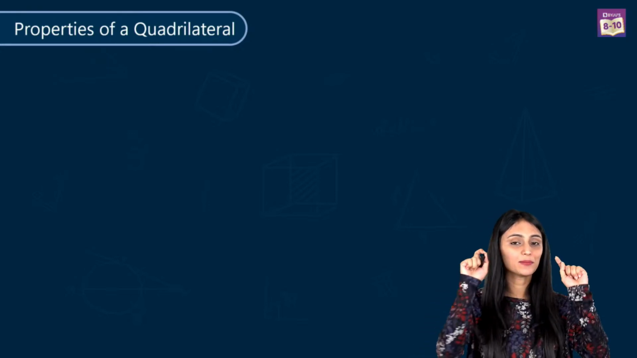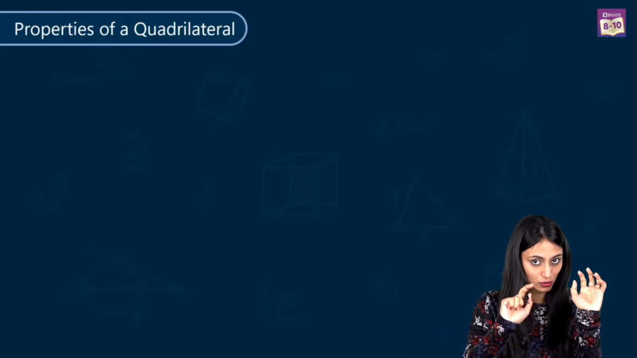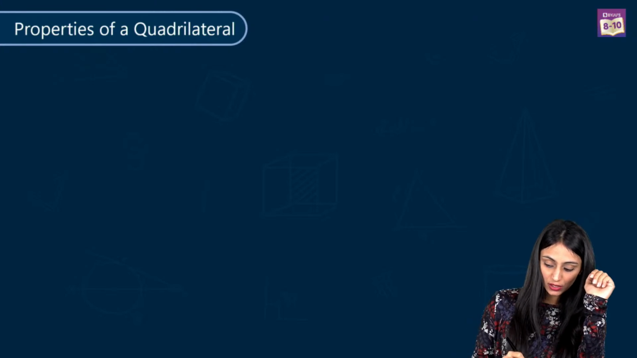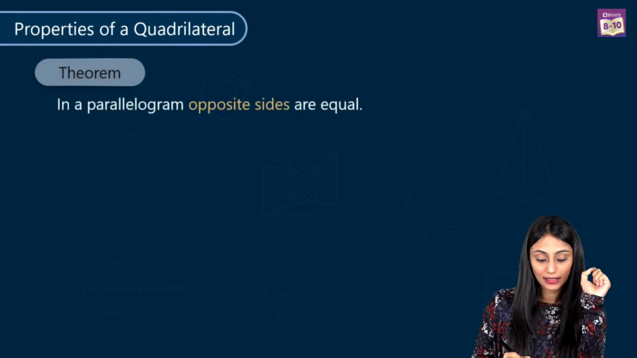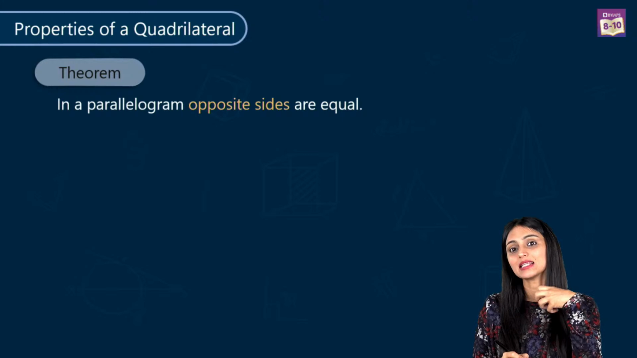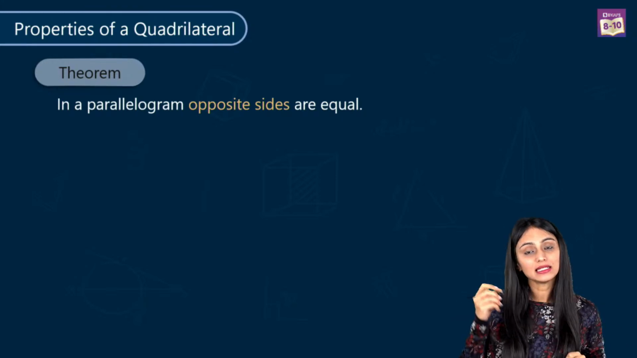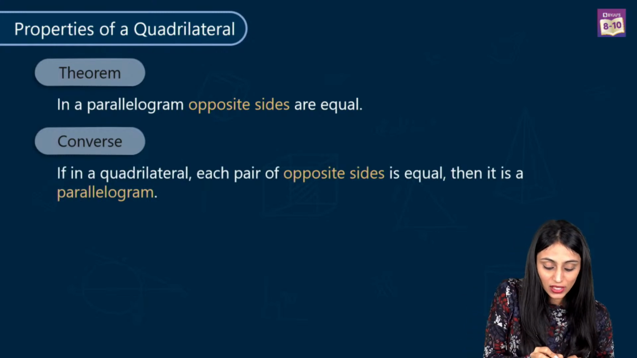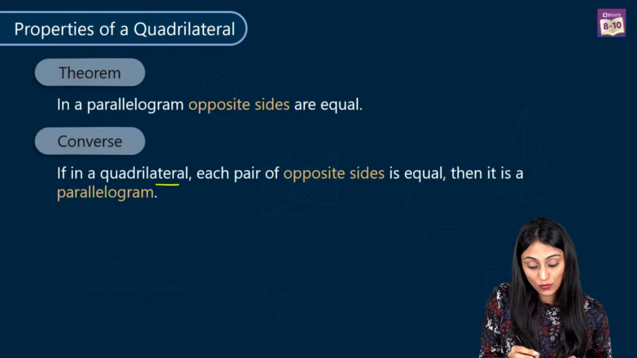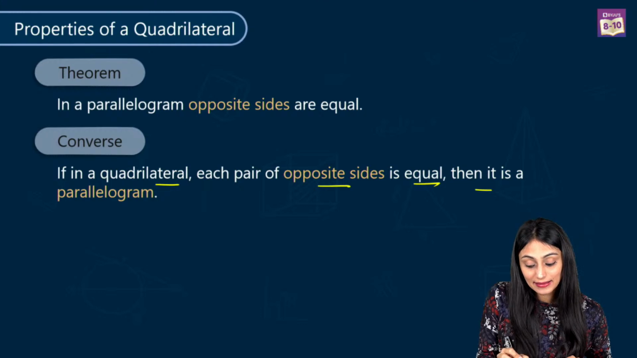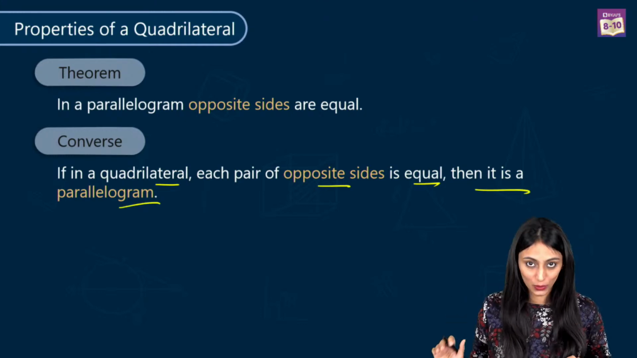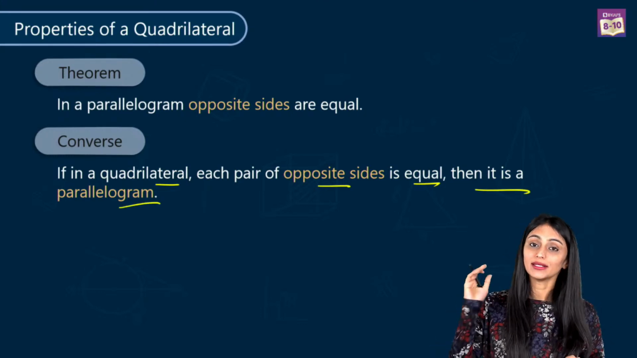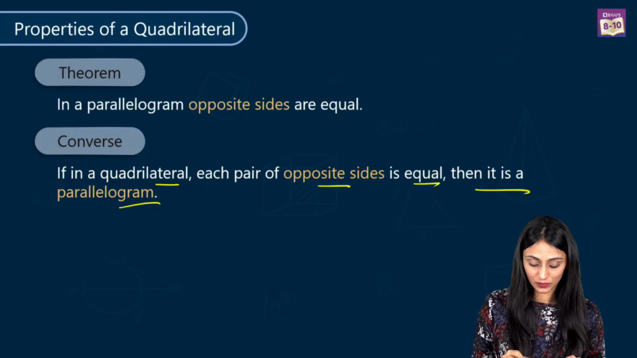We discussed the properties of quadrilaterals in the previous session also, right? In the first session we proved a theorem that in a parallelogram opposite sides are equal. Now let's see the converse of this theorem. The converse says that if in a quadrilateral each pair of opposite sides is equal, then we can call it a parallelogram. Now to understand this, let's visualize it.